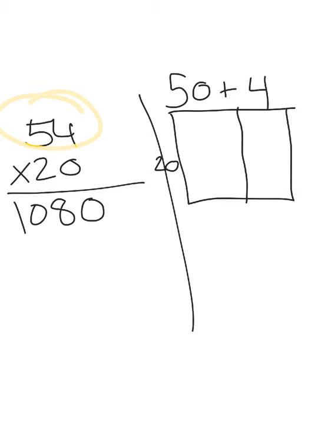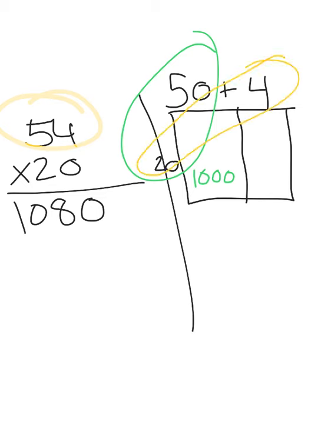So our first partial product is going to be 20 times 50. Well, 2 times 5 is 10, and then add 2 zeros. And then you're going to do the next partial product, and you're going to multiply 20 times 4. And 20 times 4 is 80. Then we're going to add the two partial products, so we have 1,000 plus 80, and your answer is going to be 1,080.